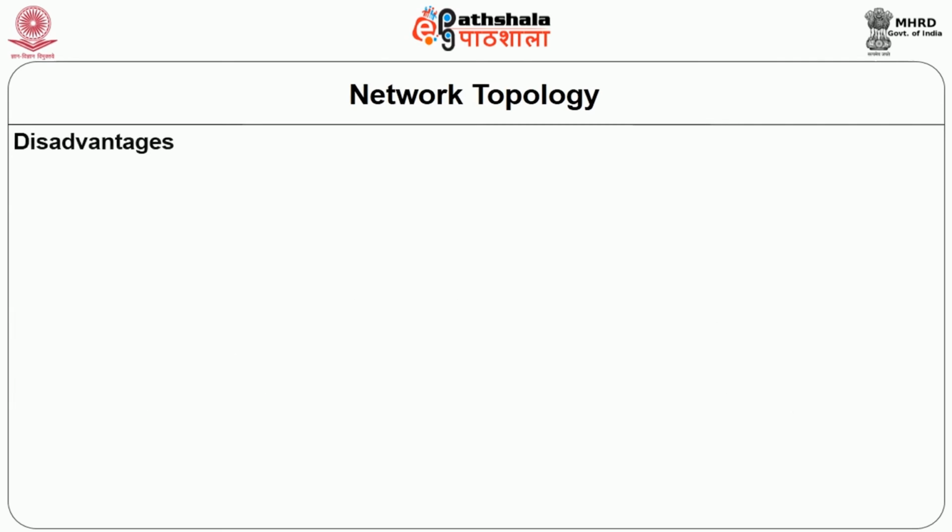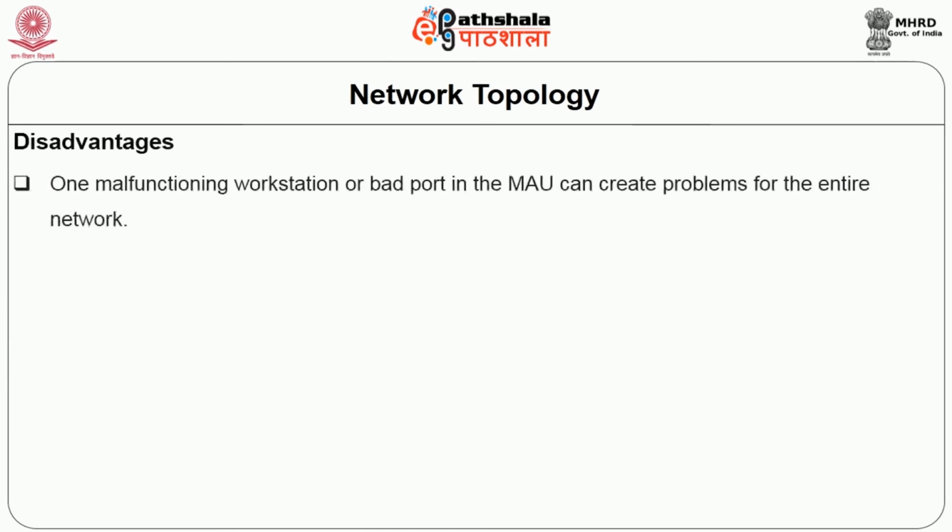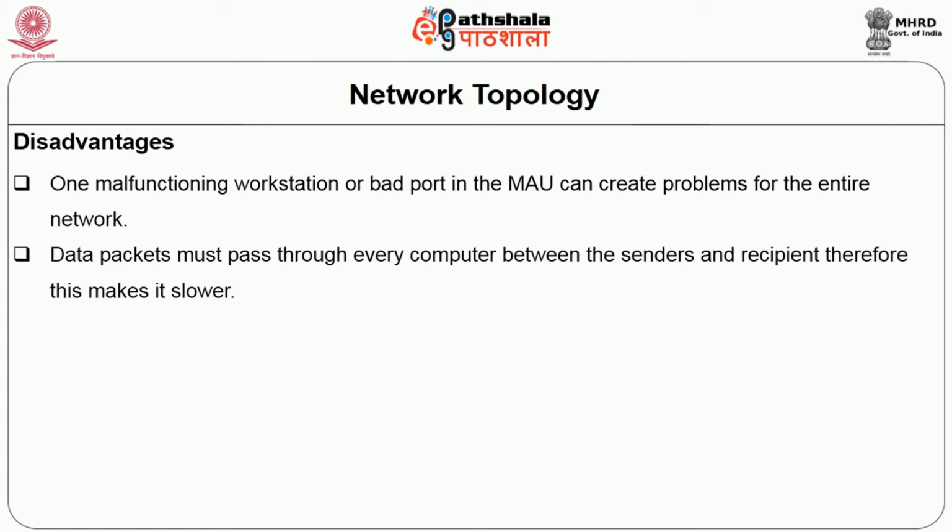The disadvantages are: one malfunctioning workstation or bad port in the MAU can create problems for the entire network. Data packets must pass through every computer between the sender and recipient. Therefore, this makes it slower.